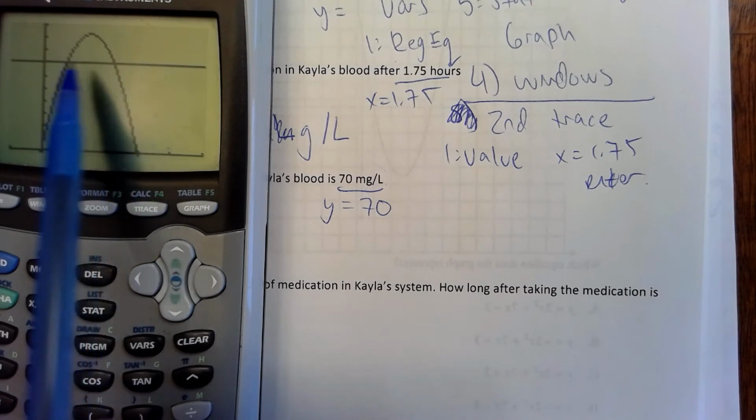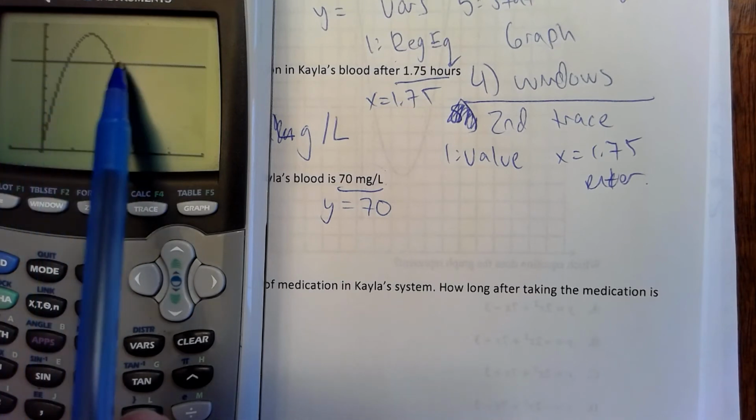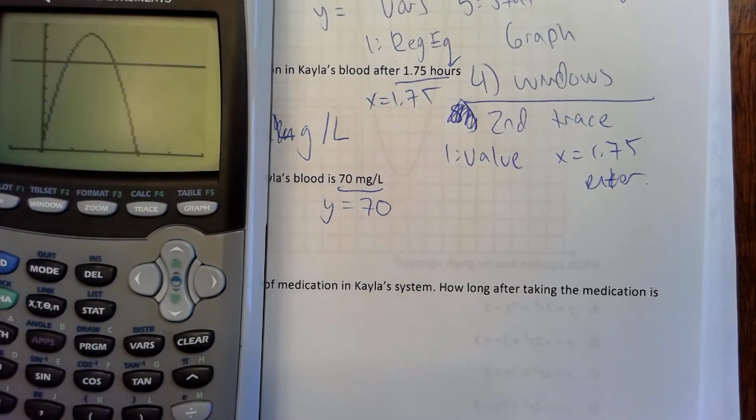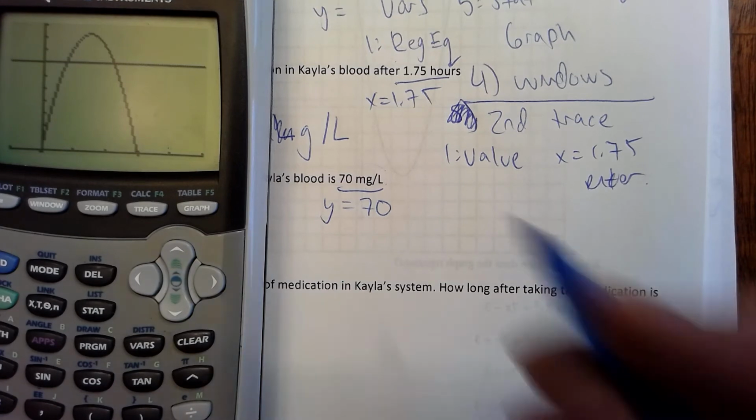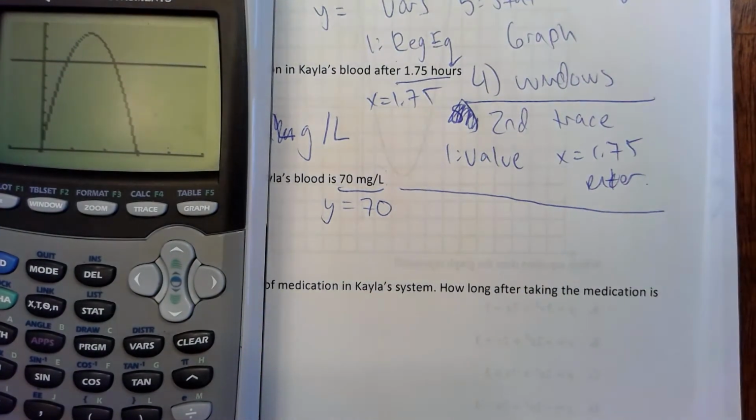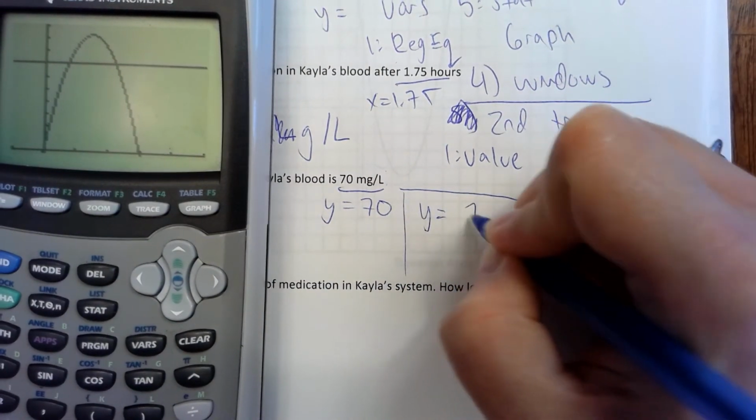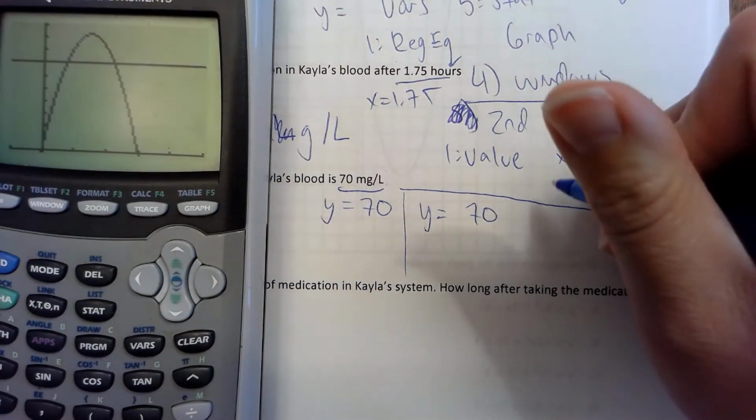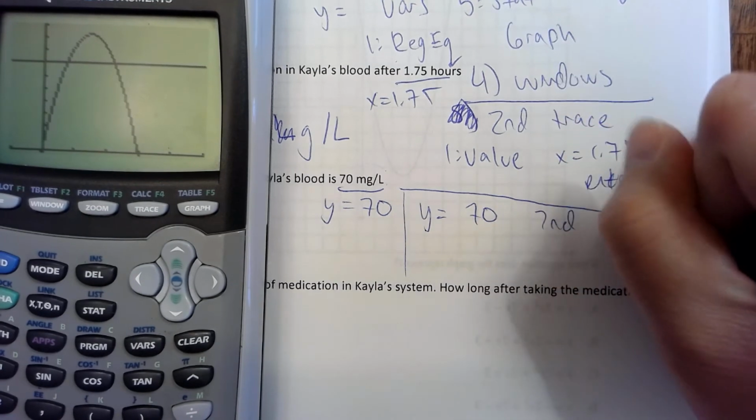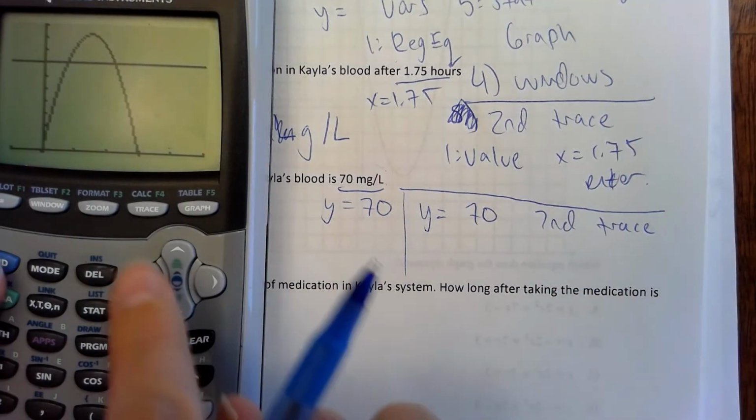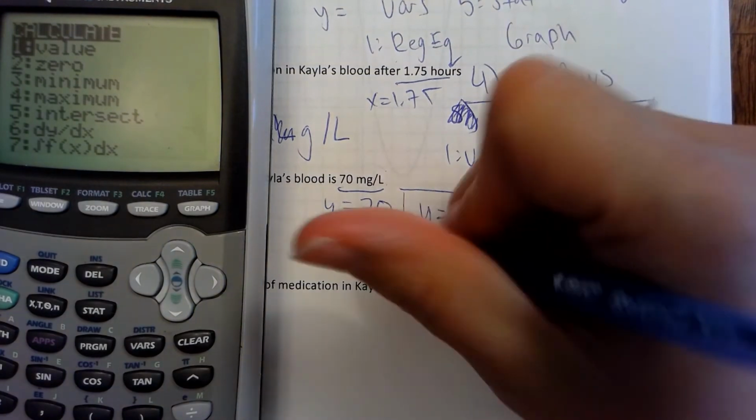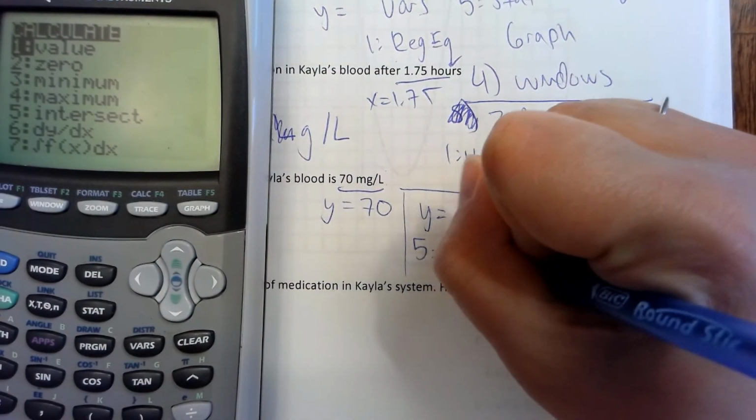And there's actually going to be 2 different answers here, one on the way up and one on the way down. So we're going to have to find 2 separate answers. We might even have to find more than 2. And that's super reasonable. So steps, we go y equals, we throw in a 70, and then we go second trace. We always go second trace. That's kind of what we always do, isn't it? 5 for intersection.